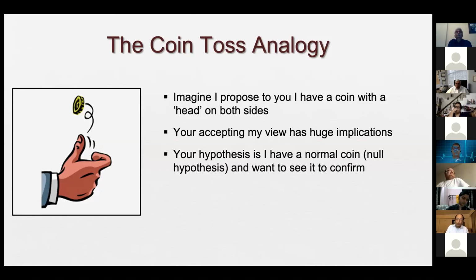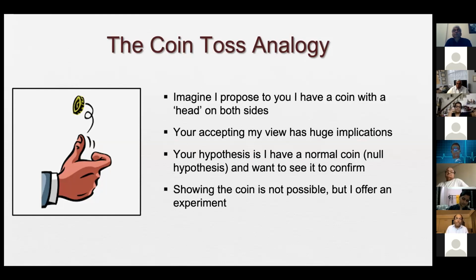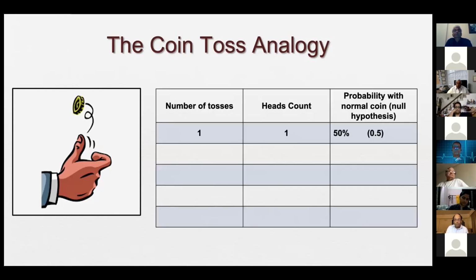So you say, show me the coin. But I say, I cannot show it, but you have to believe it. Your hypothesis is that I have a normal coin. So that's the null hypothesis. And you want to see the coin to confirm it. I say, no, you cannot see the coin, but we can offer an experiment. So I say, okay, I will toss the coin because it is a double-headed coin. It should fall on heads. So I toss the coin and the coin falls with the head side up. So I say, see, I told you it's a double-headed coin. But you can say that, no, the possibility of this happening is only 50% with a normal coin.